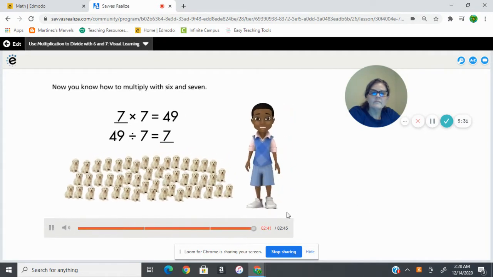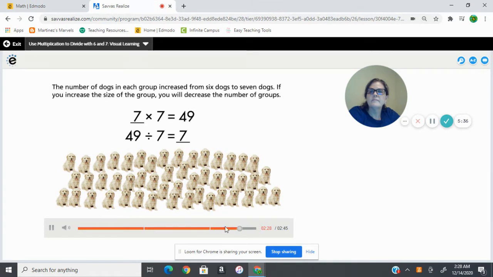Now you know how to multiply with 6 and 7. The number of dogs in each group increased from 6 dogs to 7 dogs. If you increase the size of the group, you will decrease the number of groups.